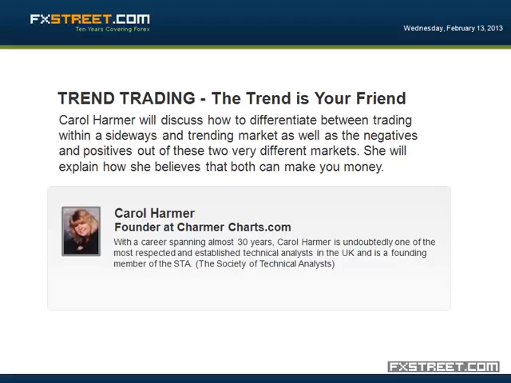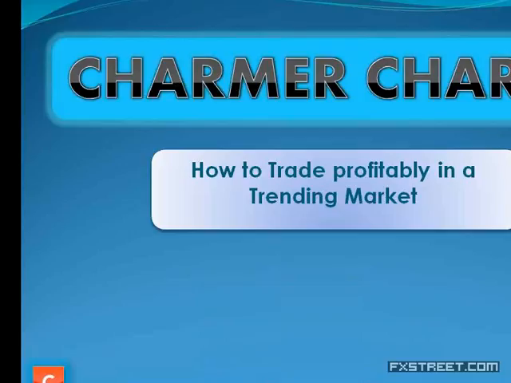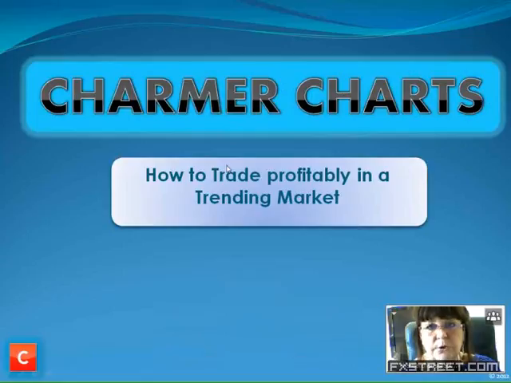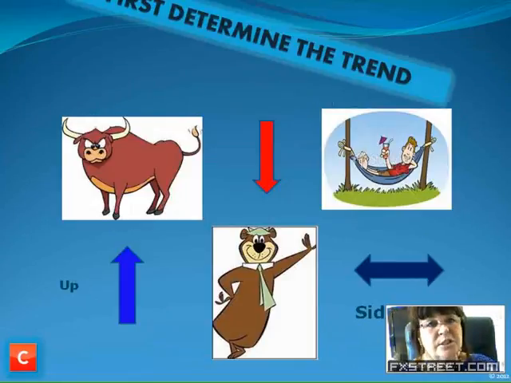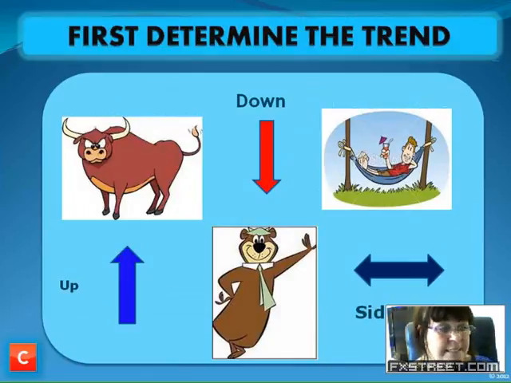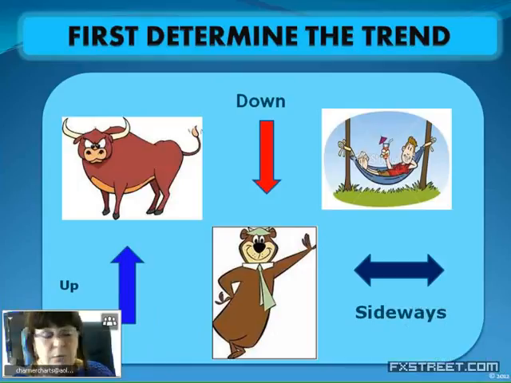Now, this particular webinar we're doing is about trading in a trending market. How do you trade profitably in a trending market? How do you know whether you've got a trending market? First you have to determine the trend. You've got three trends: up, down, sideways. And we know about a bull market, a bear market, a sideways market. I don't really need to go into that much detail at the moment, because we're going to look at how this can be translated into making profits out of these markets.